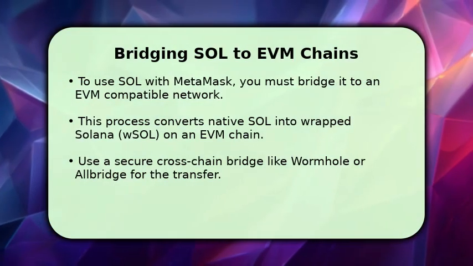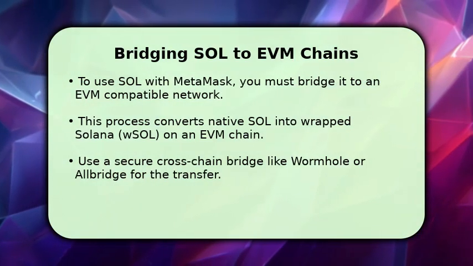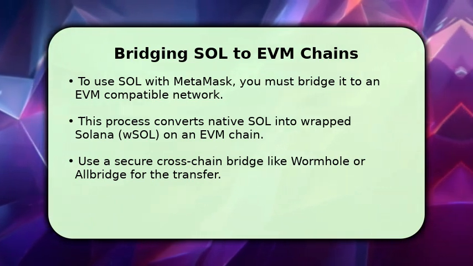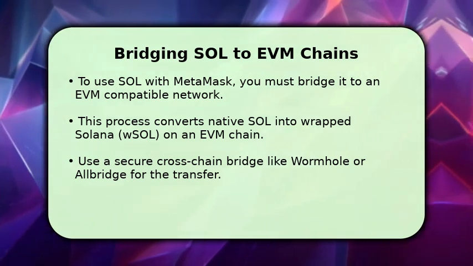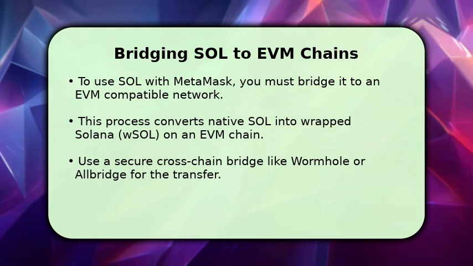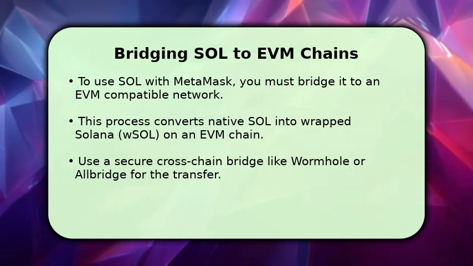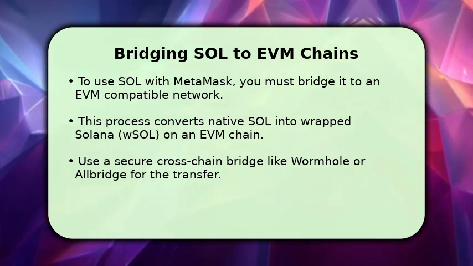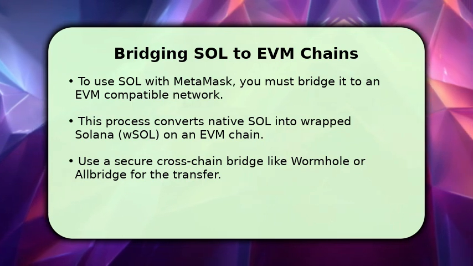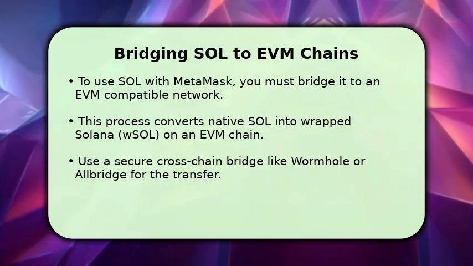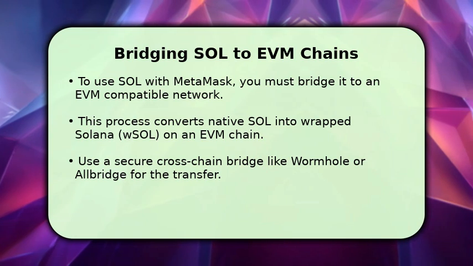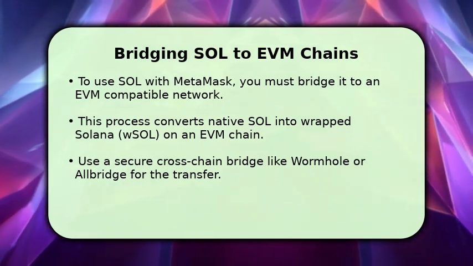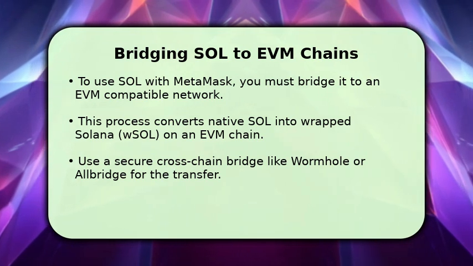Since MetaMask doesn't natively support Solana, you'll need to bridge your SOL to an Ethereum virtual machine compatible network. This process converts your native Solana into a wrapped version, known as WSOL, which can then be managed by MetaMask. You'll use a secure cross-chain bridge, such as Wormhole or Allbridge, for this. Connect your Solana wallet, like Phantom, to the bridge, and then connect your MetaMask wallet to the desired EVM chain. Follow the bridge's instructions to complete the asset transfer.